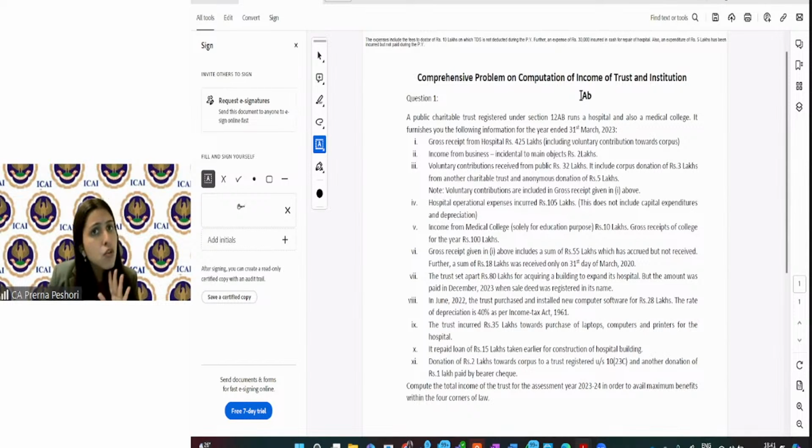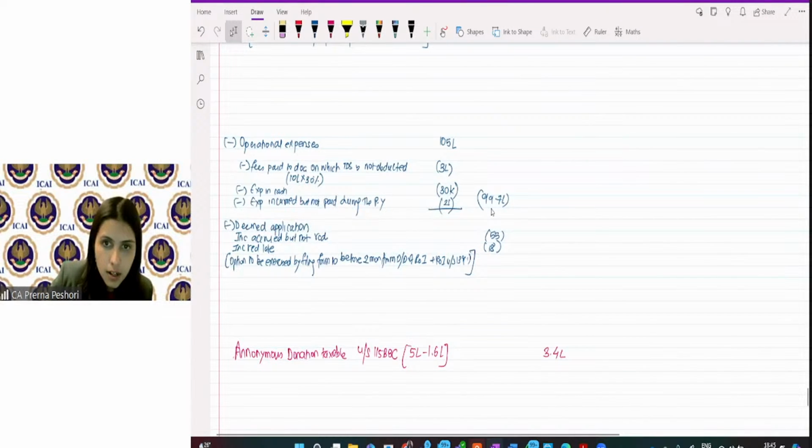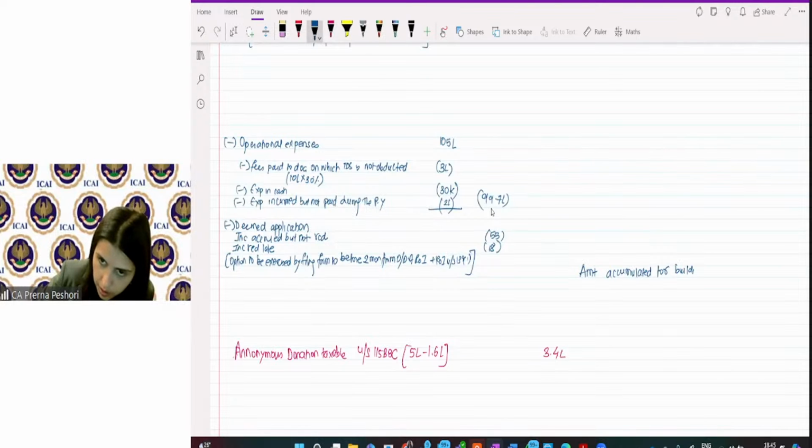Are we getting that? Both views are possible. So you can assume in the examination and write what you feel and proceed accordingly. Are we clear? So just write down over here: amount accumulated for building.